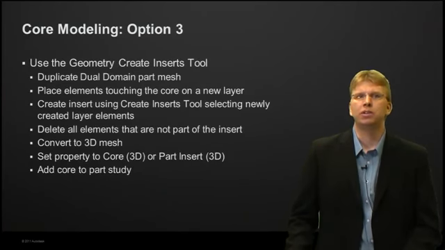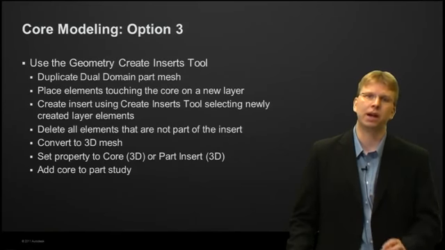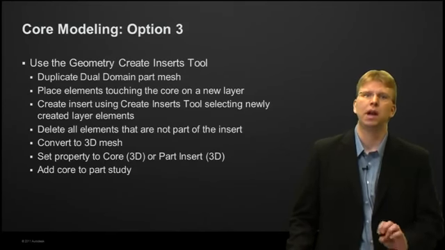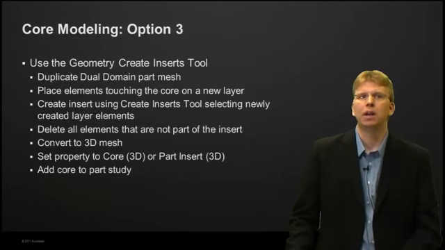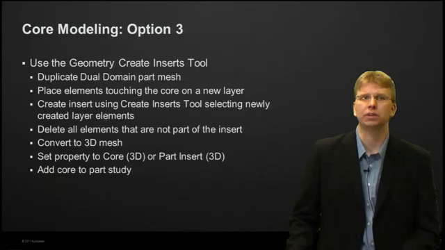Another tool that we can use is the Geometry Create Insert tool. This allows us to create a copy of the dual domain part mesh and then use that part mesh that's touching the core to create a new part or an insert. In this case, we're going to place all the elements that are touching the core onto a new layer. So you can create a new layer, select them with normal selection techniques, and then put them into that new layer. Then we're going to cap off that layer if there are any holes. So we can use the fill hole tool, for instance, to create a surface that is continuous.